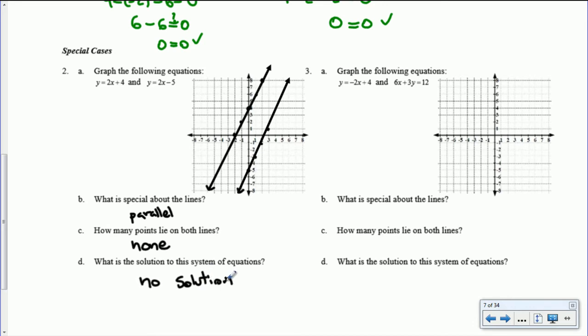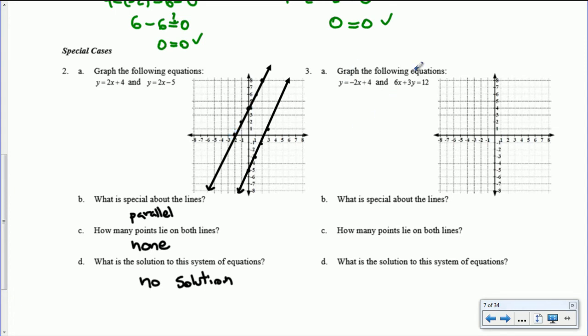right? The intersection of two lines in a system of linear equations is the solution. Because there is no intersection formed by these lines, that means there's no solution.